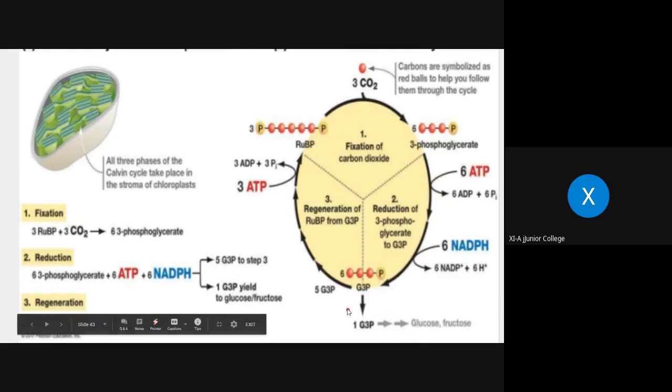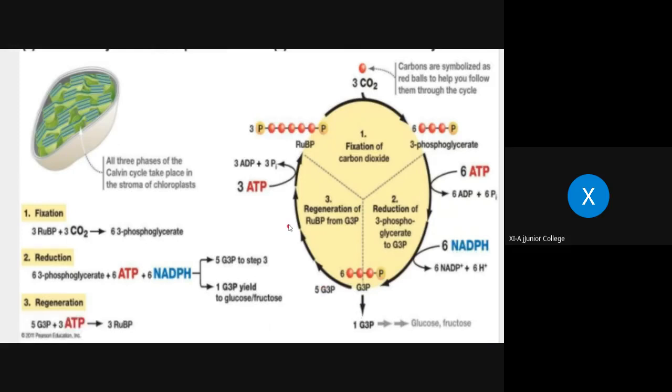So out of the 6 molecules, one molecule is used for the synthesis of glucose, whereas the remaining 5 molecules are used in the regeneration of RuBP. And that's why this phase is called the regeneration phase. Why? Re is what? Again. Generation of what? RuBP.